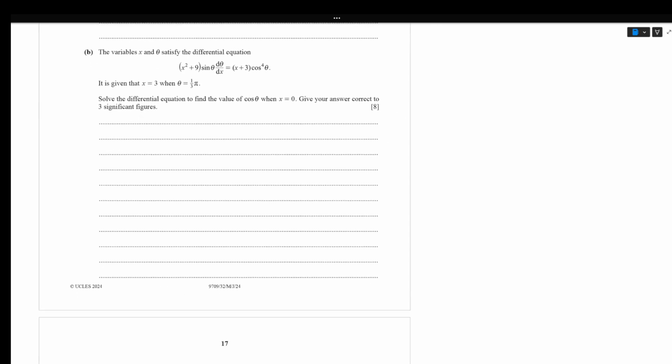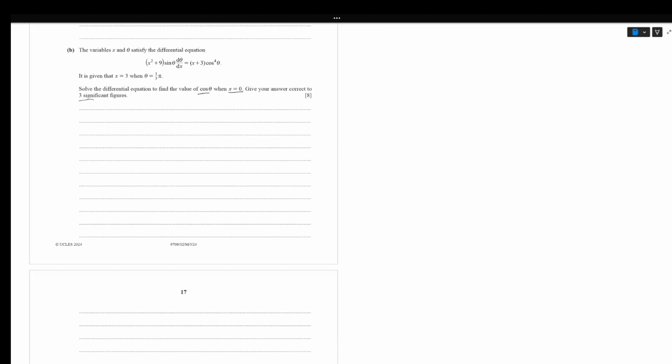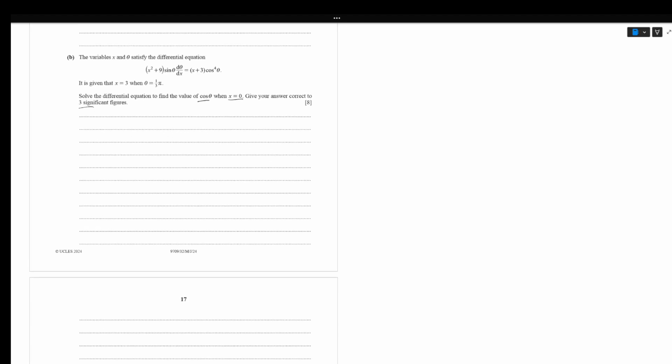Differential equation is given and we need to find cos theta when x is 0. Give your answer correct to 3 significant figures. Okay, so x squared plus 9 sine theta d theta by dx is equals to x plus 3 cos 4 theta.